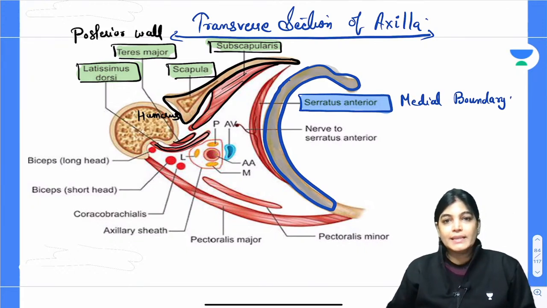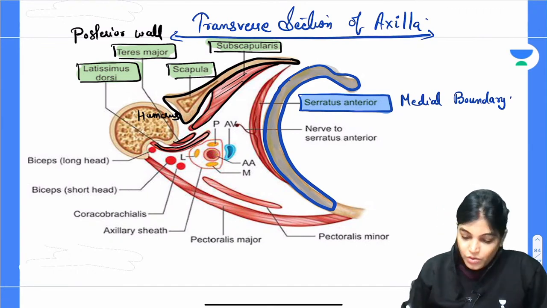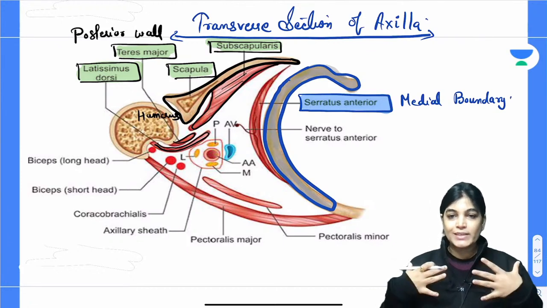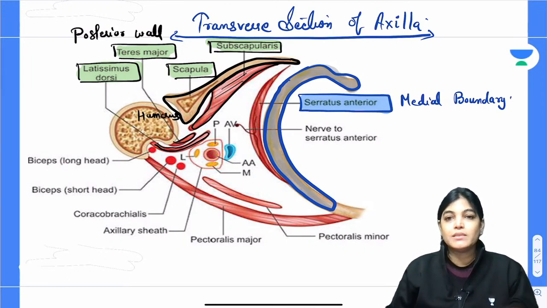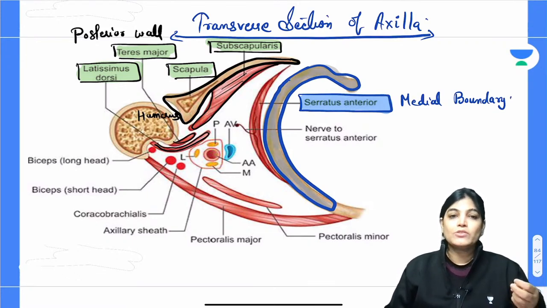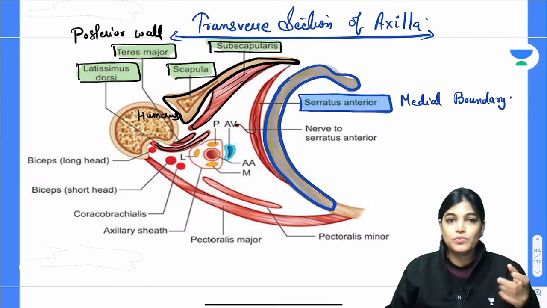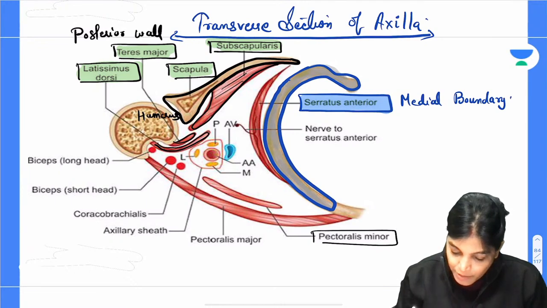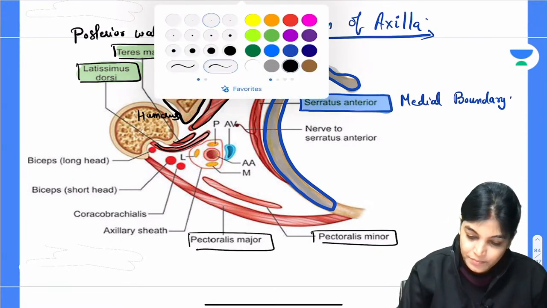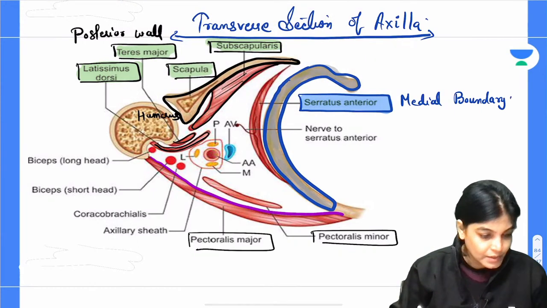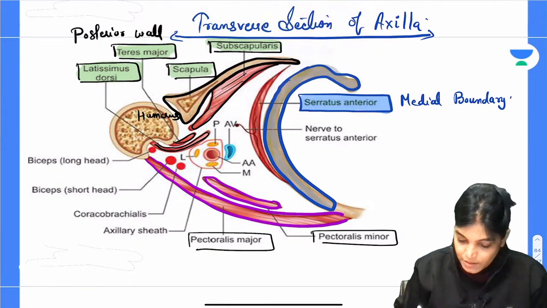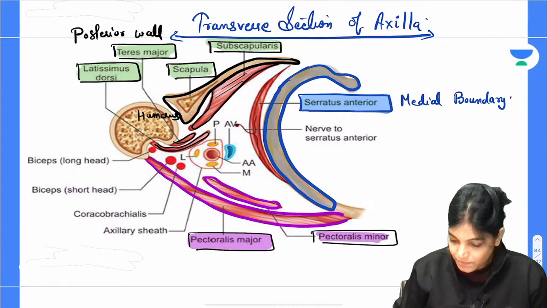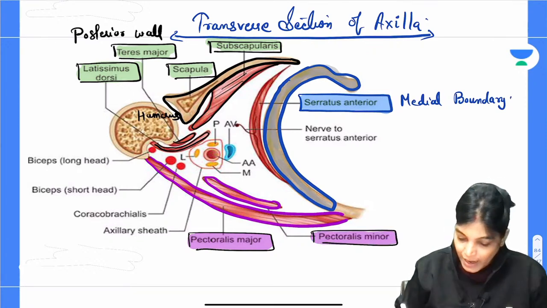Now let's talk about the anterior one. On the anterior aspect, this chest is the anterior boundary, and when we were studying the pectoral region, we saw that it is covered by the muscles pectoralis major and minor. So the pectoralis major and minor muscles form its anterior boundary, and just below the clavicle, in the subclavian groove, we have the subclavius muscle. So the pectoralis minor, pectoralis major and these muscles are forming the anterior wall.